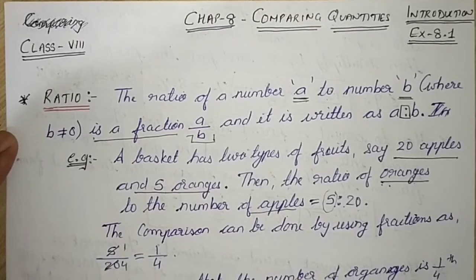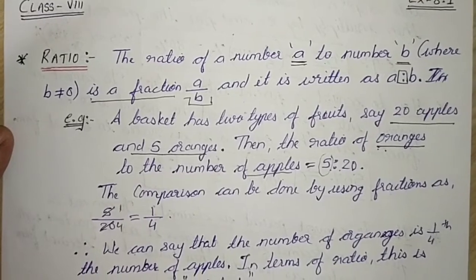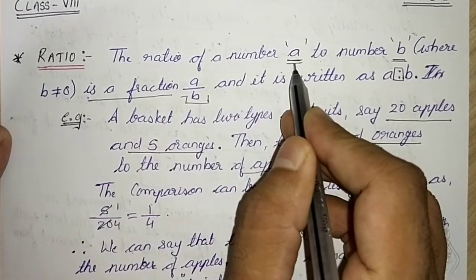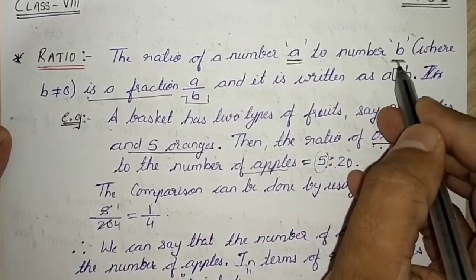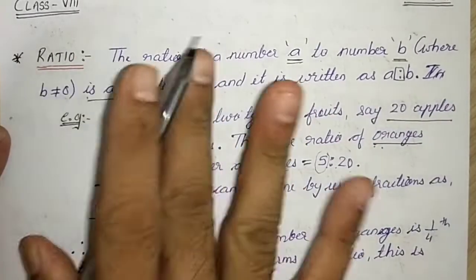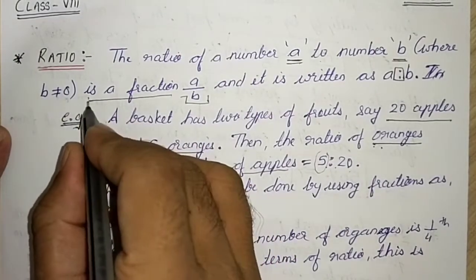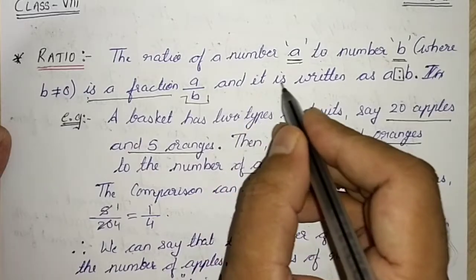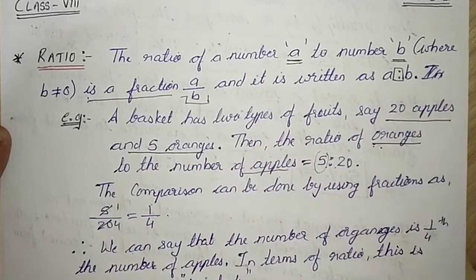First of all, what is ratio? The ratio of a number A to number B, where B is not equal to 0, is a fraction A divided by B, and it is written as A is to B. What is ratio? This was the definition of the ratio. Many of you might not have understood.